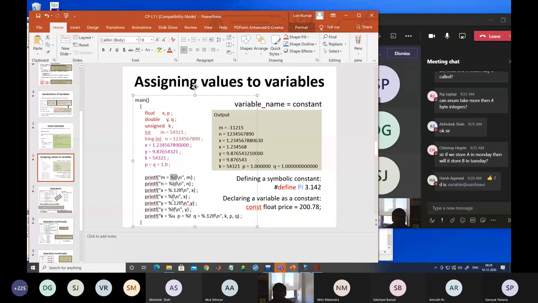But here you can see how to initialize and how to store the value. Okay. So if you are writing integer m equal to this one, in this case, why are we getting -1.11215? If you are going to print the value, if m equal to 5, 4, 3, 2, 1, and here we are getting the output equal to this one, can you tell me why we are getting the output equal to this one? Anyone?